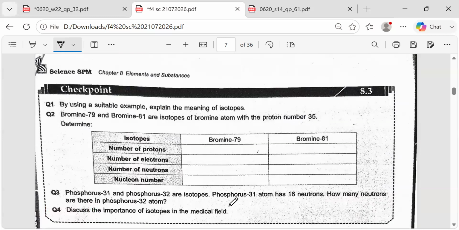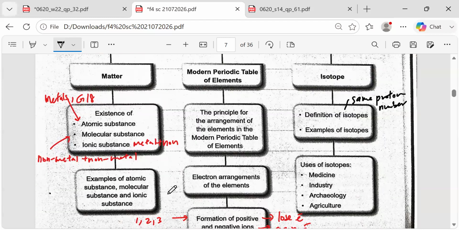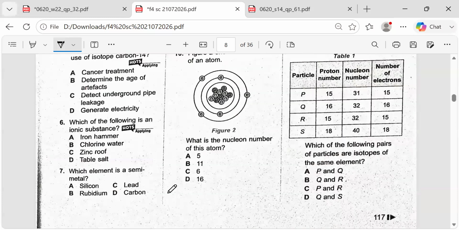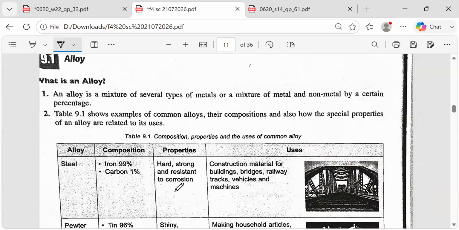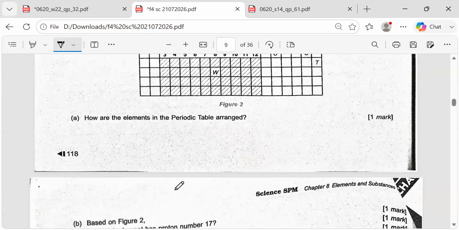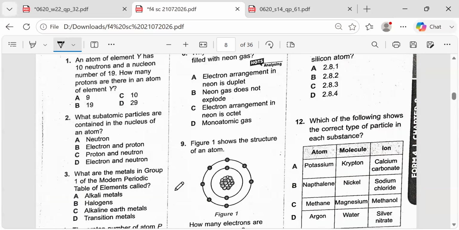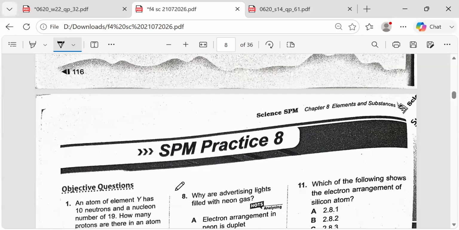Can you all please do this? Practice it. Please refer to the notes if you cannot remember. Do it properly, all right?